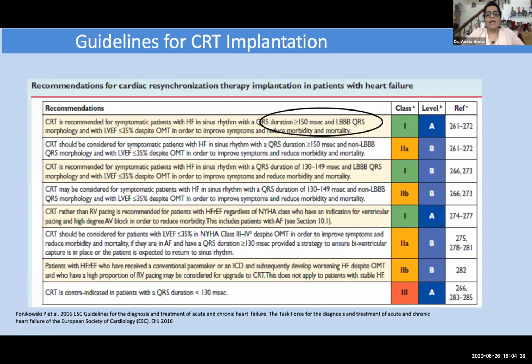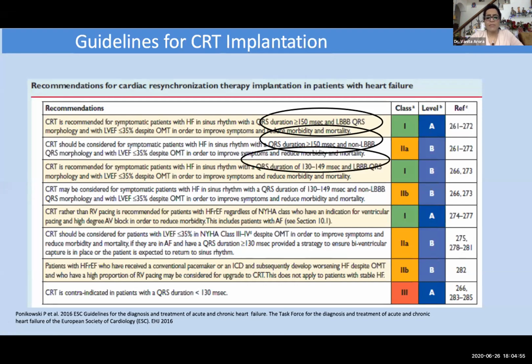And this is a class 1 indication: QRS more than 150 milliseconds, left bundle branch block, LV ejection fraction less than 35%, who is symptomatic despite guideline-directed medical therapy. They become the class 1 receivers of CRT therapy. However, CRT therapy is a class 2 indication in non-LBBB patients with the rest of the parameters remaining the same.